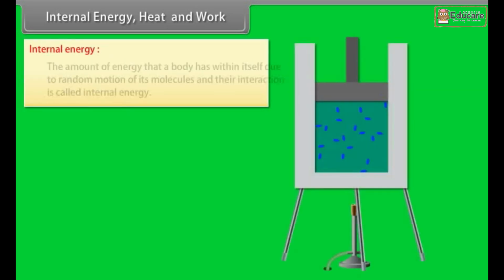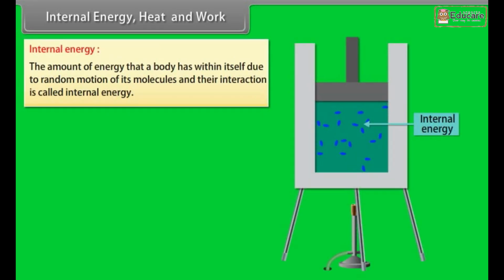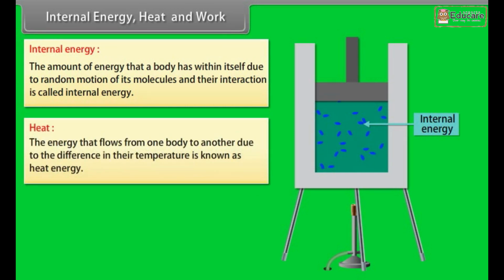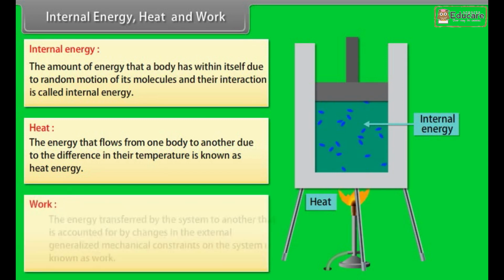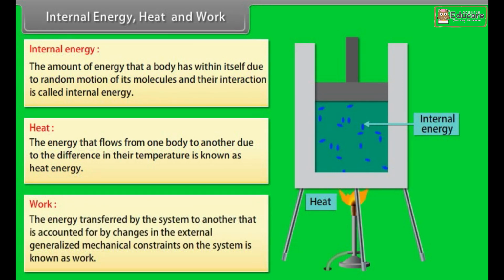Internal energy, heat and work. The amount of energy that a body has within itself due to random motion of its molecules and their interaction is called internal energy. The energy that flows from one body to another due to the difference in their temperature is known as heat energy. The energy transferred by the system to another that is accounted for by changes in the external generalized mechanical constraints on the system is known as work.